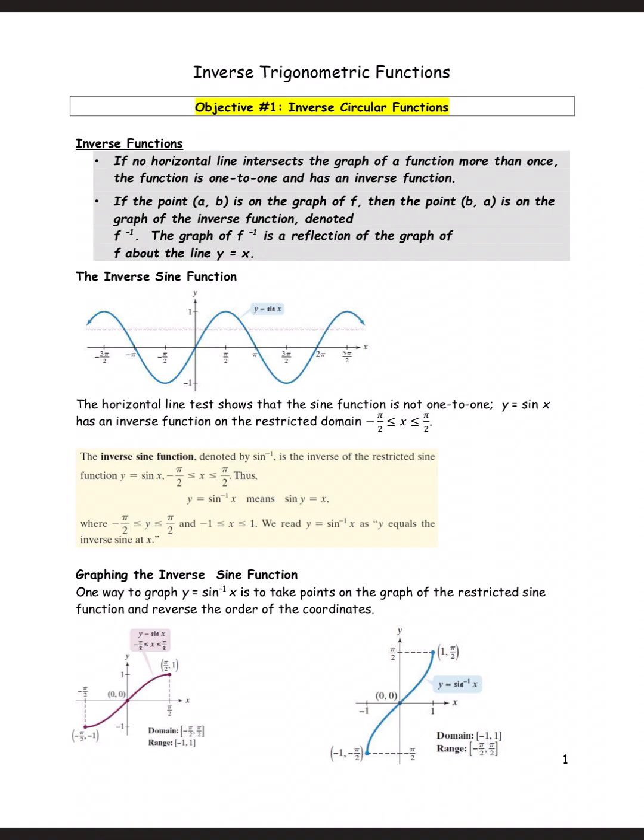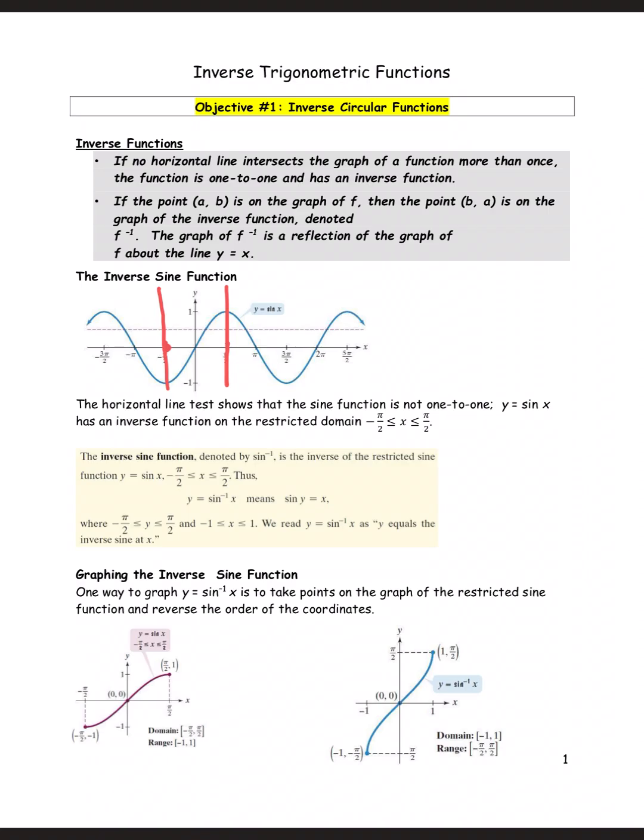So notice we have the sine function here. The horizontal line test shows that the sine function is not one-to-one. So y equals sine of x has an inverse function on a restricted domain from negative pi over 2 to pi over 2. So we're going to restrict it from negative pi over 2 to pi over 2. So basically we have just this piece of the graph. And then when I draw a horizontal line, notice that it will only intersect one time.